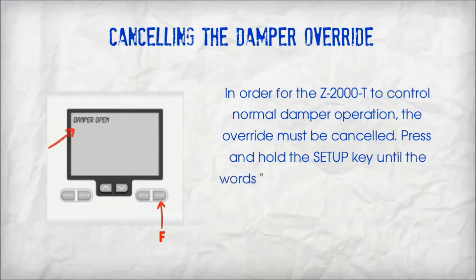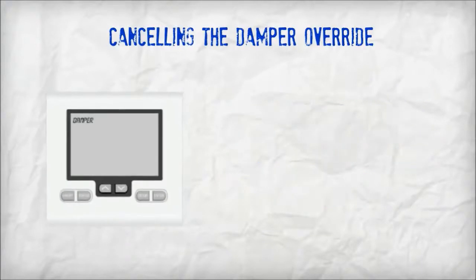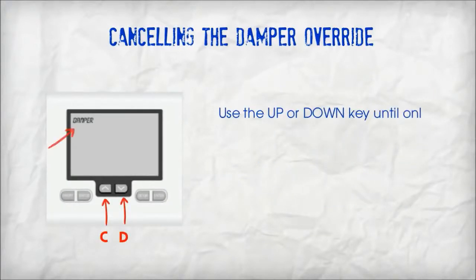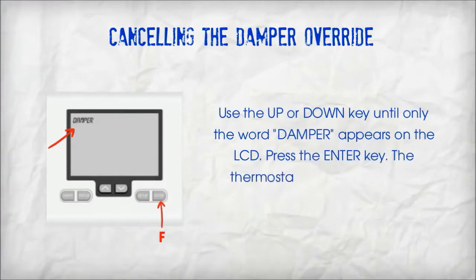Press and hold the setup key until the words Damper Open or Damper Close appear on the LCD. Use the up or down keys until only the word Damper appears on the LCD. Press the Enter key. The thermostat will resume normal operation.